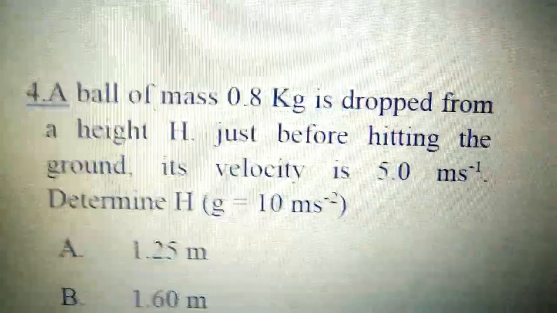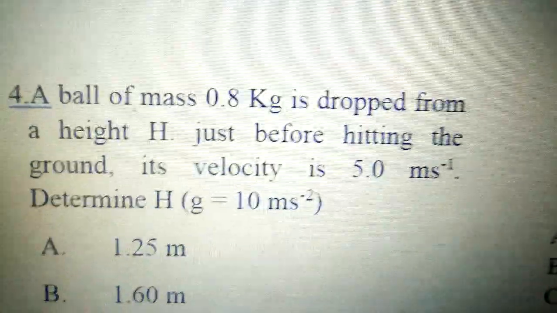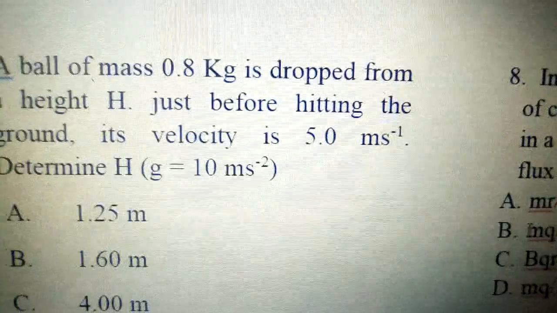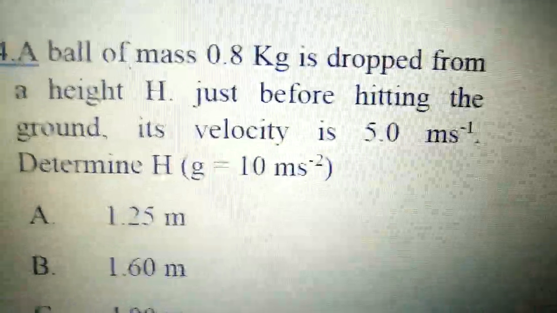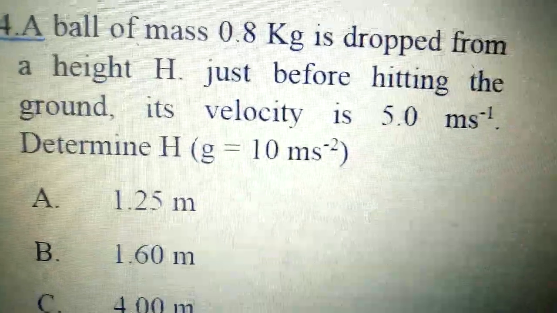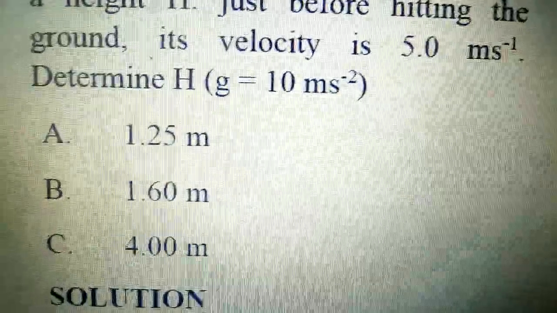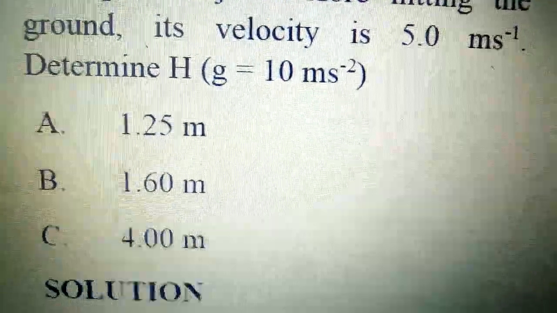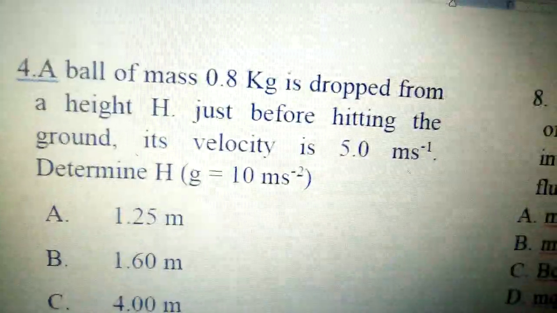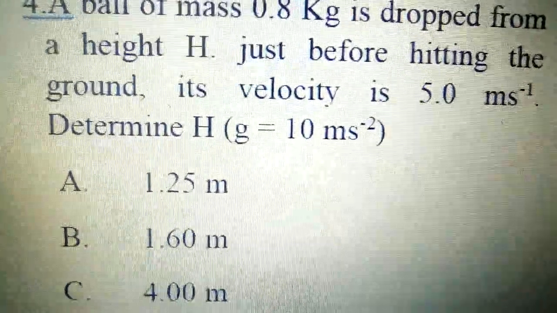Going over to number 4, a ball of mass 0.8 kg is dropped from a height h. Just before hitting the ground its velocity is 5.0 meters per second. Determine h, taking g as 10 meters per second squared. A, 1.25 meters, B, 1.60 meters, C, 4.0 meters. The right answer to this question is option A, 1.25 meters. So let's look at the solution to this problem.